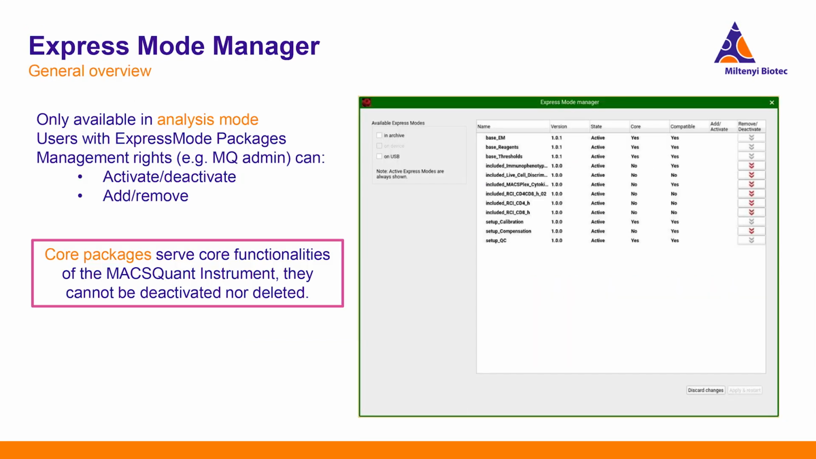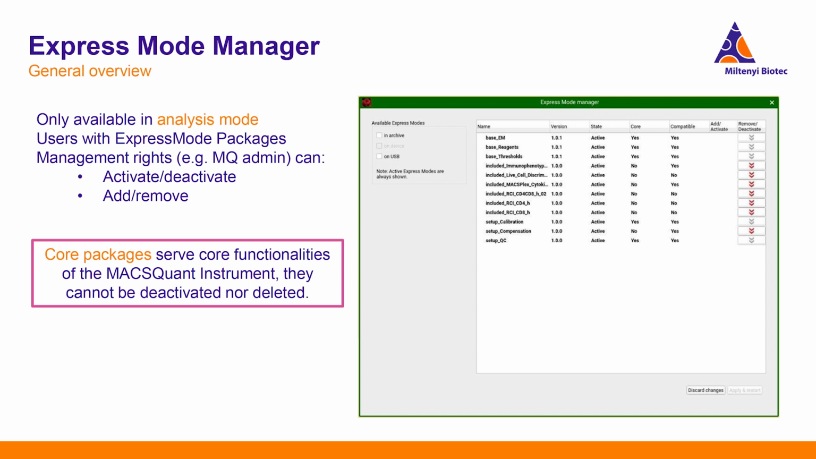And how it looks like, this Express Mode Manager. Of course, you need the right to access there. Only MQ admin can do this per default. Here you can activate or deactivate express modes. You can also update them from a USB, for example, and choose them to be added and activated. There are some which you cannot deactivate, and these are marked here as core package. They are the ones like calibration. So those cannot be deleted from the machine, fortunately. With the others, you can deactivate them.